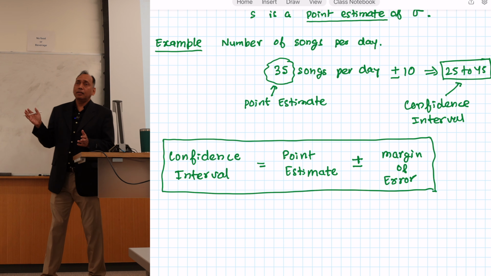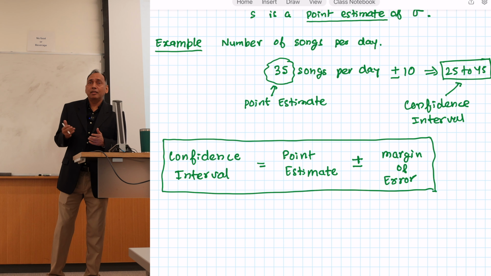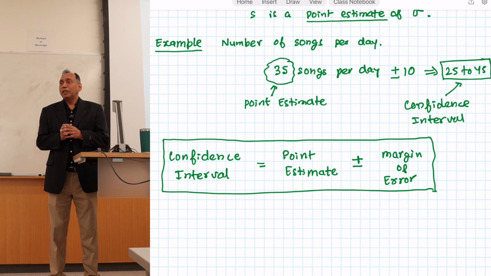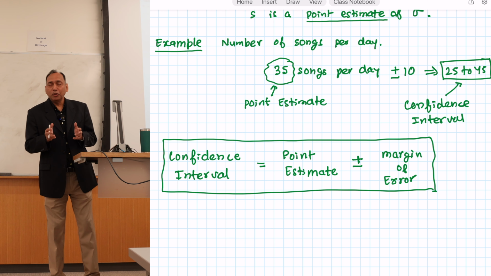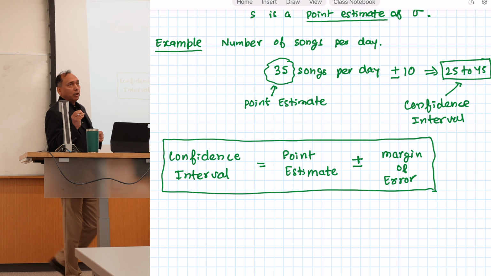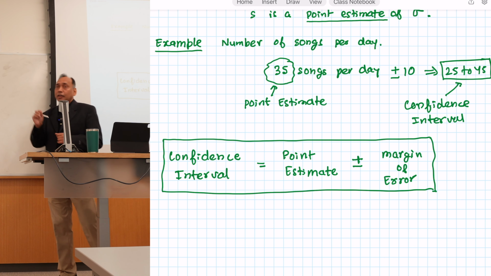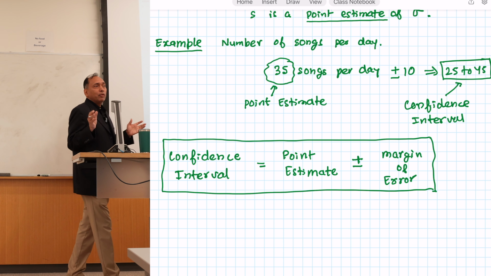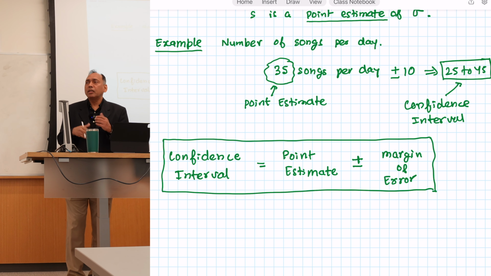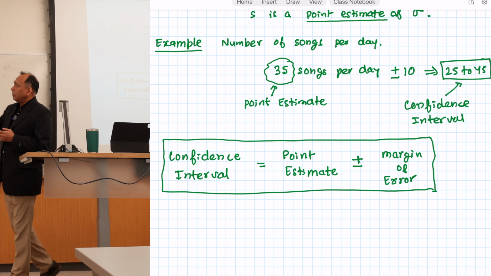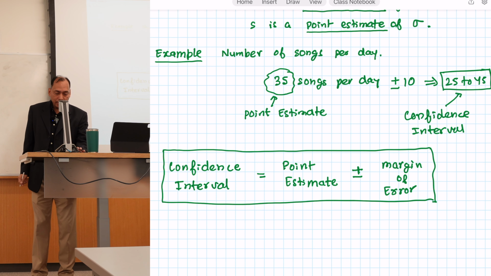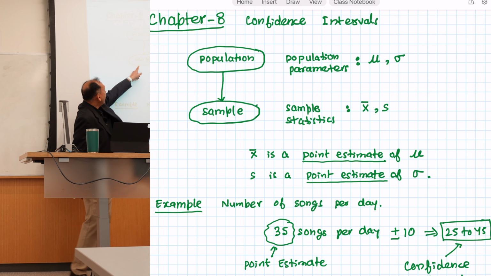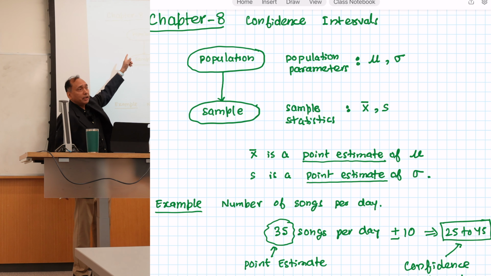You may have seen that in presidential races, where if a candidate is expected to get, let's say, 45% of the votes, usually they do not report 45% only. They also indicate 45 plus minus 5% or 7%, because there is always a margin of error. And that margin of error simply exists because we are taking a sample from the population.